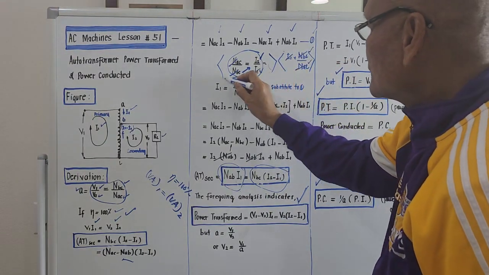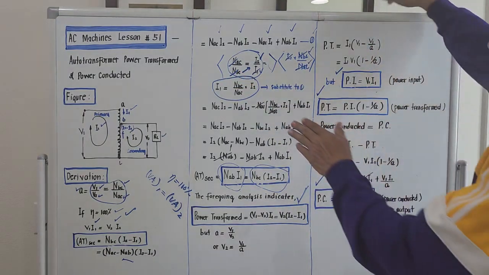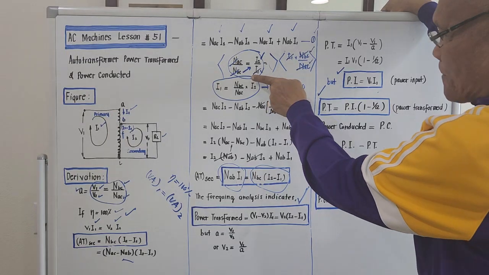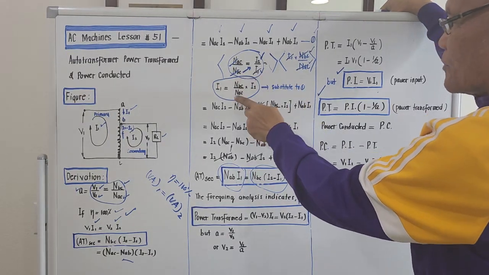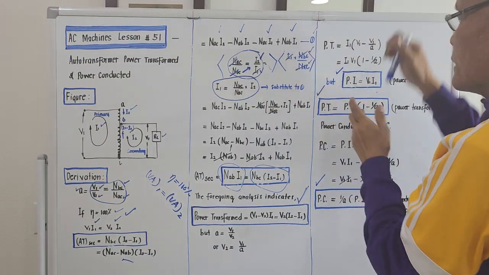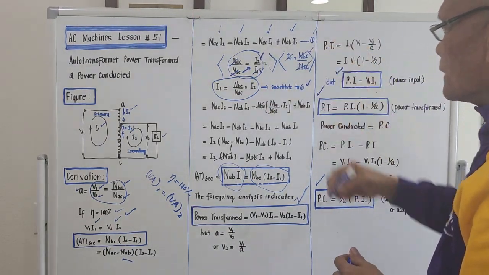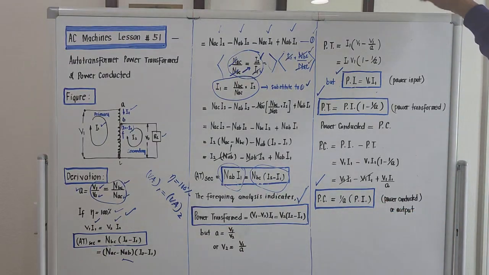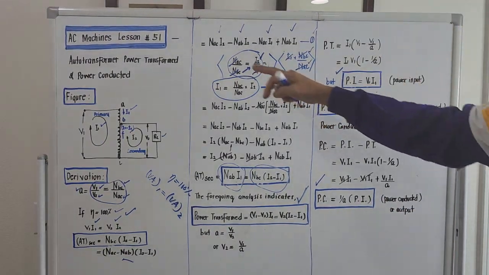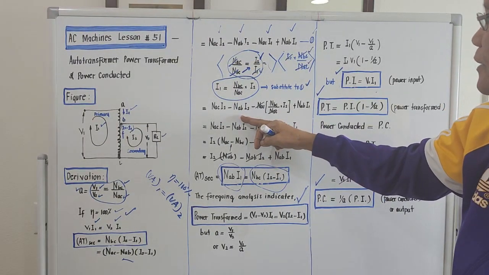So I sub 1 in terms of I sub 2 will be the number of turns on BC over the number of turns on AC times I sub 2. We substitute it into equation number 1. This one here, we put it into equation number 1. This is just algebra. NAC I2, NAB I2, okay.